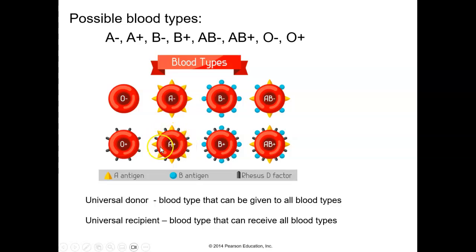Can I give A positive to A negative? So this person has A negative, this has A positive. If I give A positive to an A negative person, the A's are complementary, that's okay. But this person has these Rh proteins, remember? And they will be foreign to this A negative person. So the A negative person cannot take A positive blood.